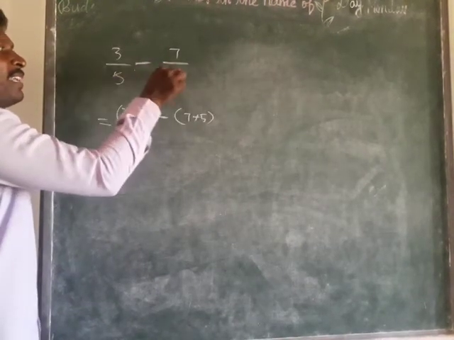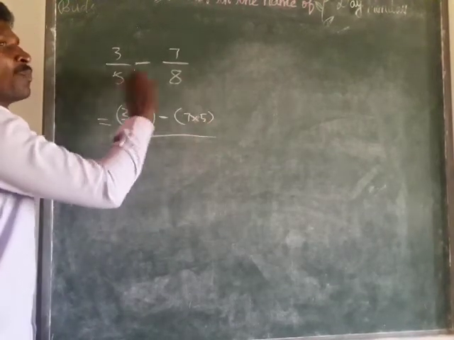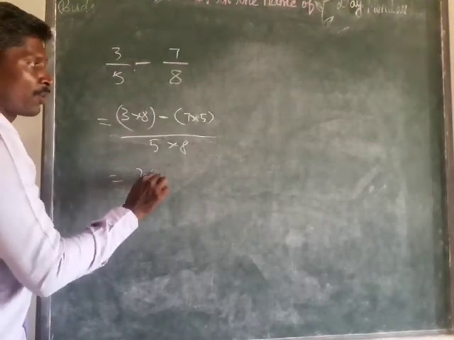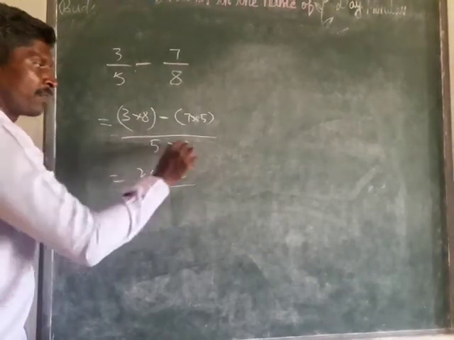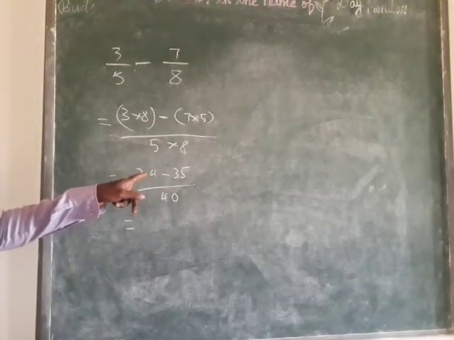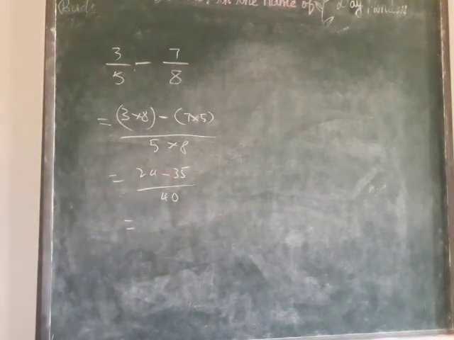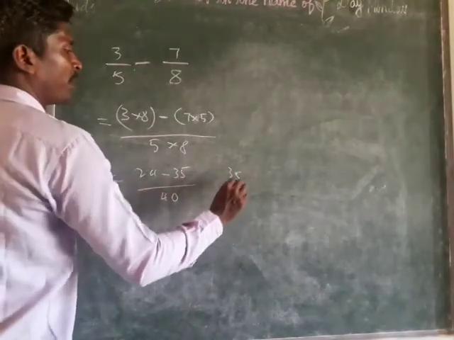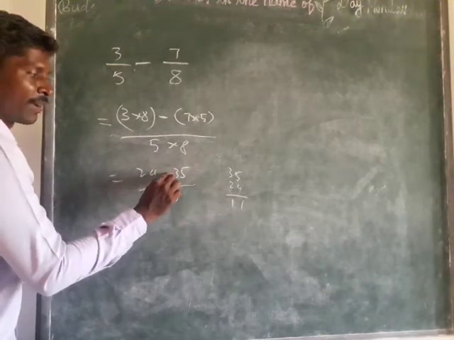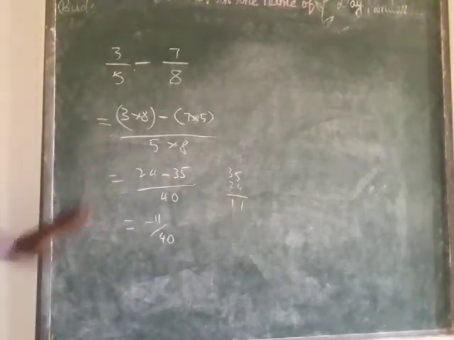So cross multiply 3 into 8, then 7 into 5, divided by the product of both denominators, 5 into 8. So you can write 3 8s are 24 minus 35 by 5 8s are 40. Now one is positive and one is negative, so different symbols: subtract and write the symbol of the greatest number. 35 minus 24 becomes 11. 35 is the greatest number and it has the minus symbol, so minus 11 by 40. This is one way, using cross multiplication.